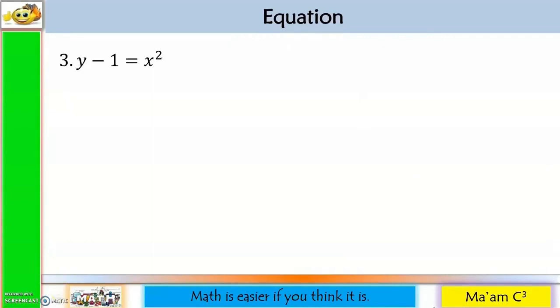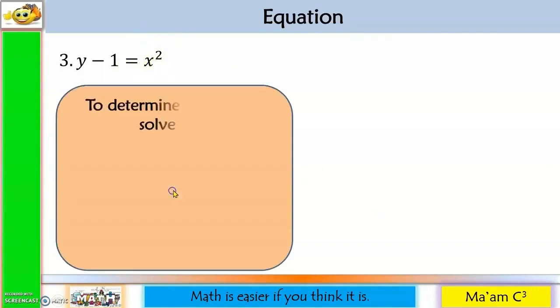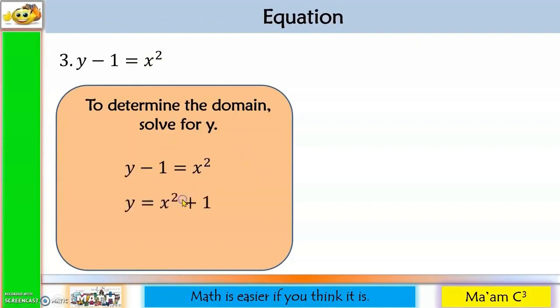Number 3, y minus 1 is equal to x squared. So this is actually quadratic. To determine the domain, let us solve for y. So let us move negative 1 to the other side. Y equals x squared plus 1. We do not have denominator, so it means we do not have restrictions. So our domain is the set of all real numbers.